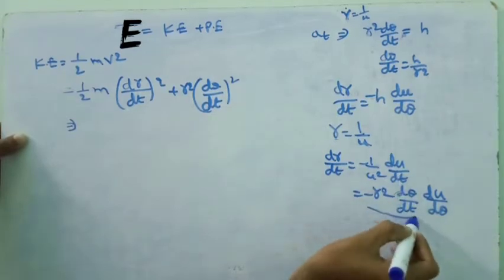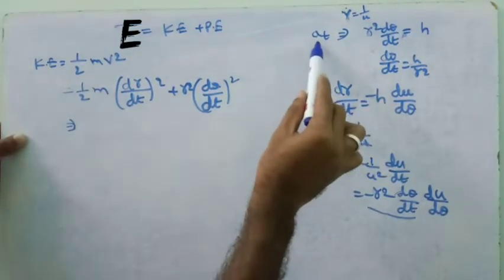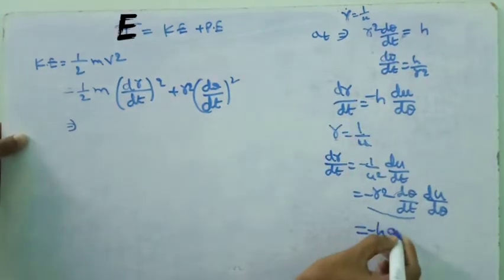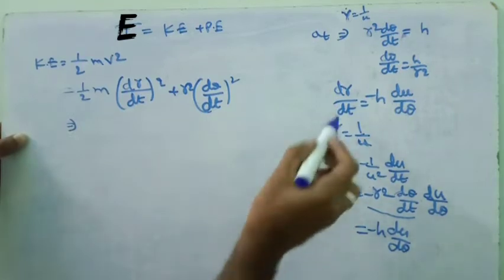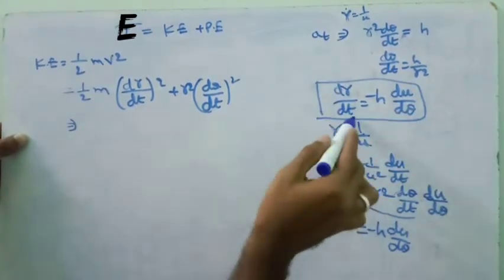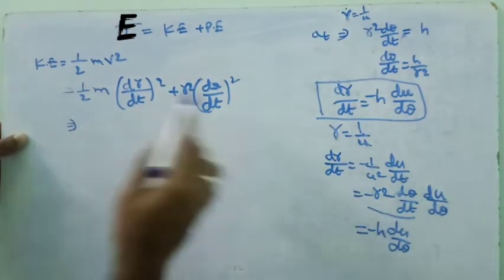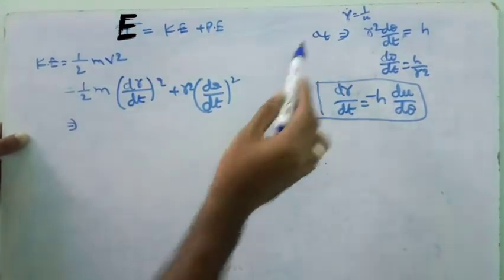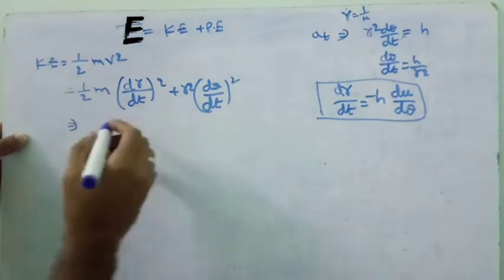So this entire term, we know from the transverse acceleration that r square d theta by dt is equal to h. We substitute here, so we get dr by dt is minus h into du by d theta. We substitute this value here. These are the most important formulas we have to remember: transverse acceleration and radial acceleration. So we are substituting these formulas here.